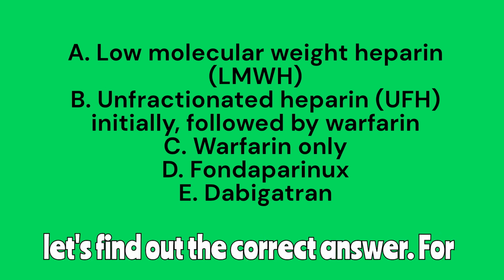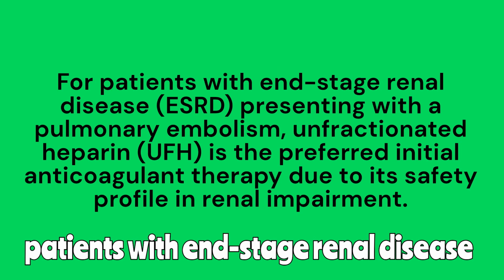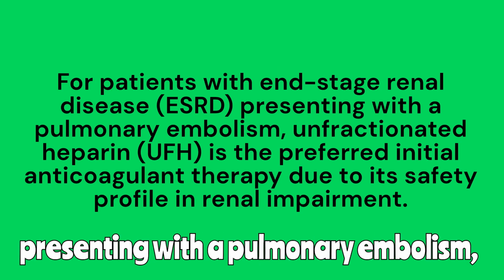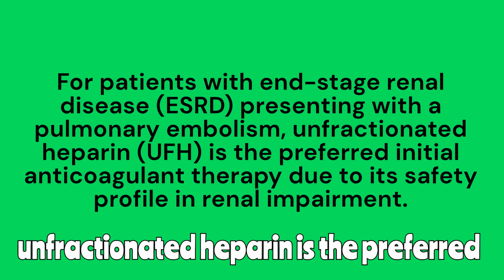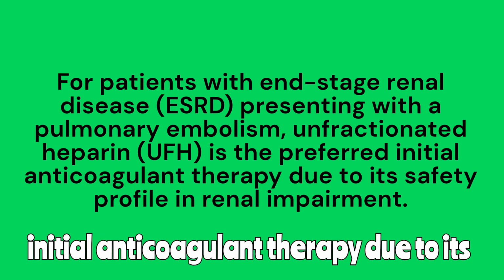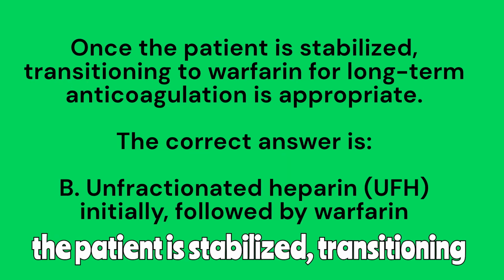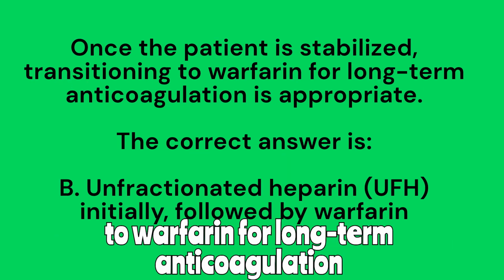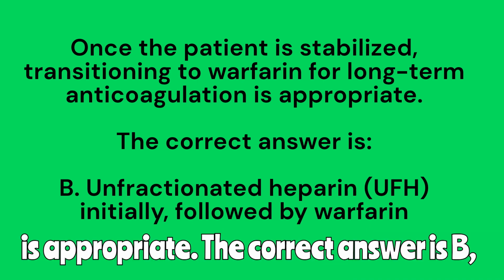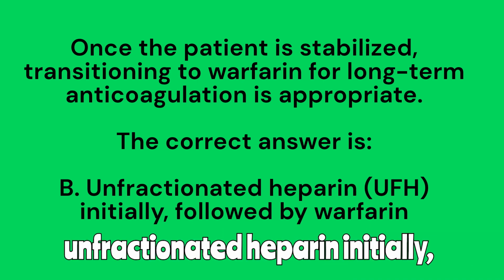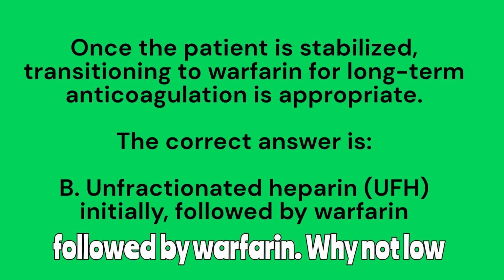Now let's find out the correct answer. For patients with end-stage renal disease presenting with a pulmonary embolism, unfractionated heparin is the preferred initial anticoagulant therapy due to its safety profile in renal impairment. Once the patient is stabilized, transitioning to warfarin for long-term anticoagulation is appropriate. The correct answer is B. Unfractionated heparin initially, followed by warfarin.